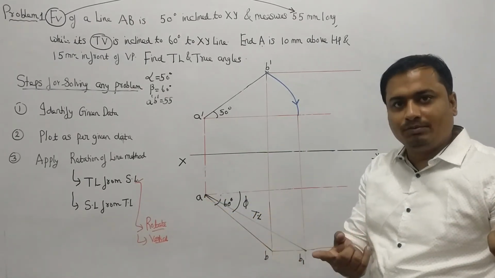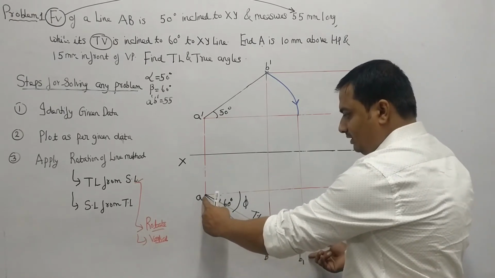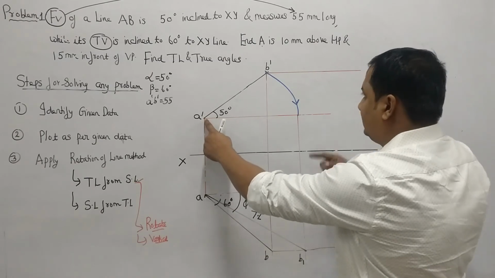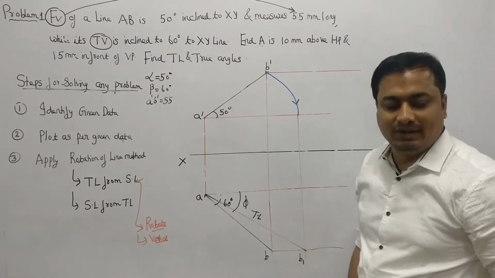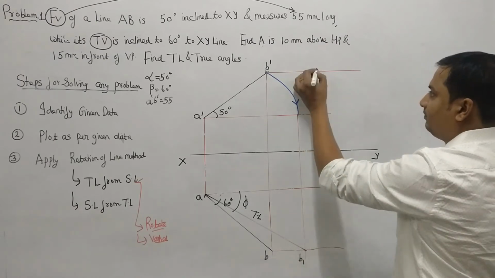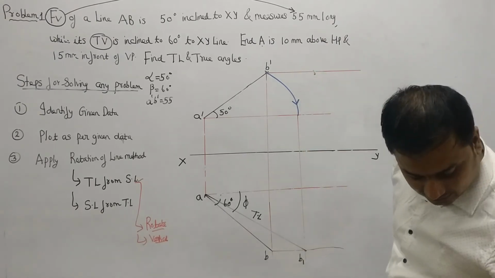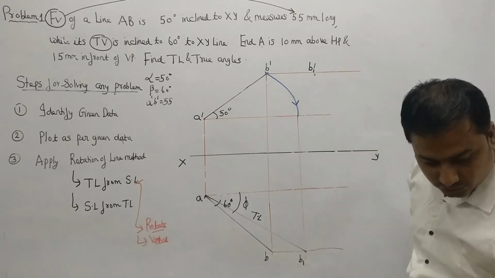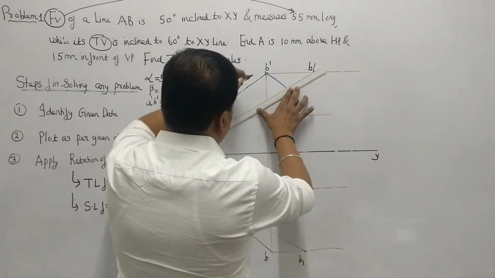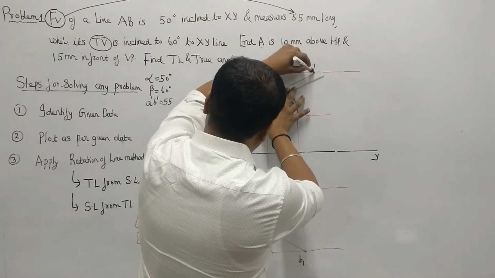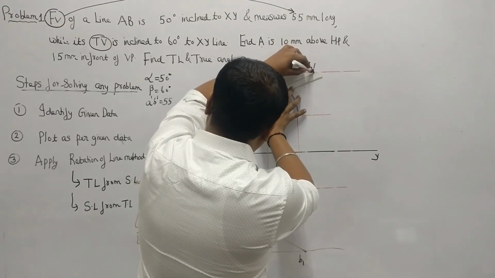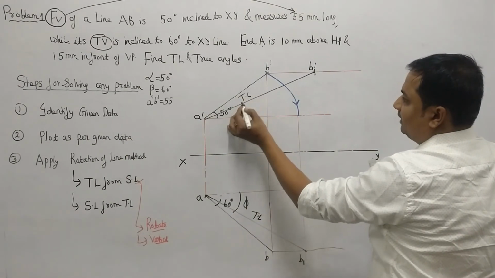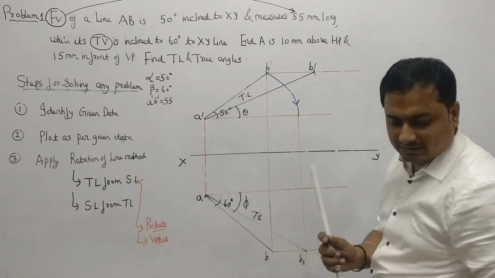So again take your compass, measure the true length from here, put the needle here of the compass, and just cut on the locus of B dash. Wherever it cuts, that point is named as B1 dash. Then join B1 dash. So this is my true length in the front view, and this angle is theta. So you can measure theta from here.